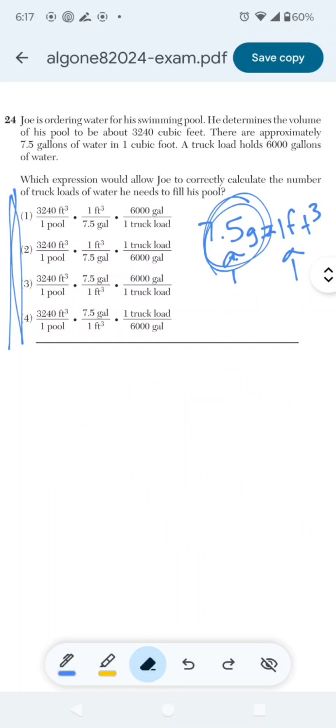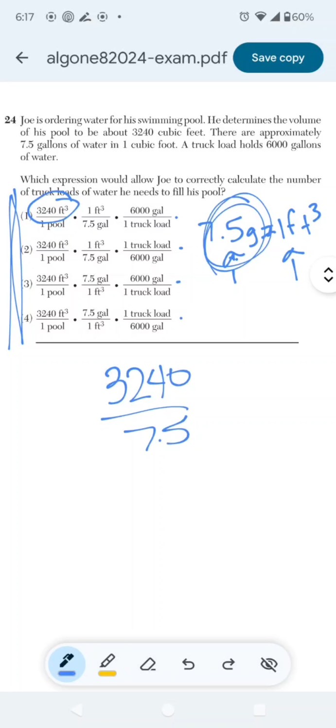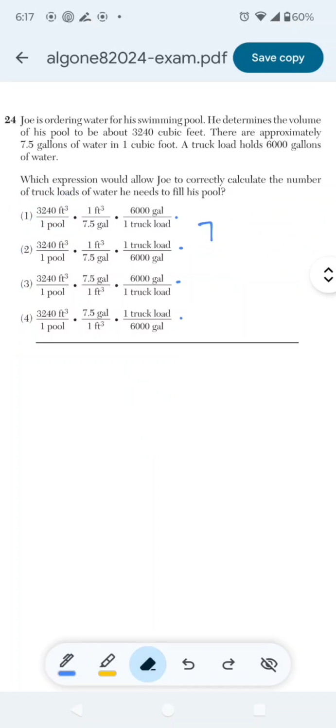Now, which one of those matches? I don't have to actually solve it out, but if you want to, you can go through this and see which one matches. Which one matches my logic of what I just did? This one says I'm going to multiply how many feet I have, and then I'm dividing by 7.5, and that's not correct, because I'm not going to divide to see how many gallons I have. I need to multiply how many feet I have times my gallons to see how many gallons I have. So that's not correct. This one says the same thing. I'm dividing my feet by my gallons. That's not what I want.